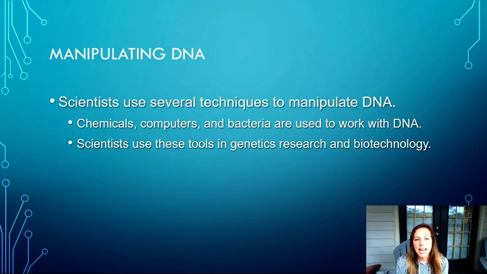All right, manipulating DNA. Scientists use several techniques to manipulate DNA. Chemicals, computers, and bacteria are used to work with DNA. And we'll talk about how they're doing this and what exactly they're using later. Scientists use these tools in genetic research and biotechnology. So basically, the whole deal is that they're manipulating this DNA to do things other than what it naturally would.